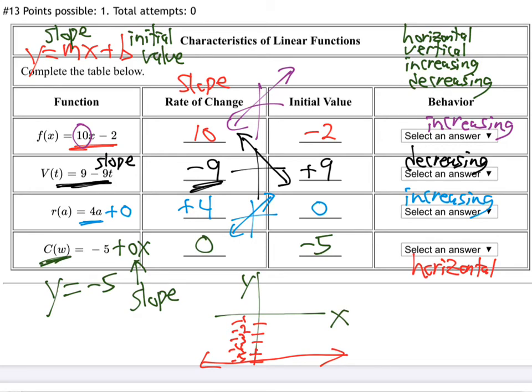Vertical is something entirely different. None of these are vertical. We'll see it maybe in another problem. But if the slope is 0, that's going to be a horizontal line. If the slope is positive, that's going to be increasing. Negative is going to be decreasing. This one's positive, so it's increasing. Positive slope increasing, negative slope decreasing, 0 slope, flat line, horizontal.